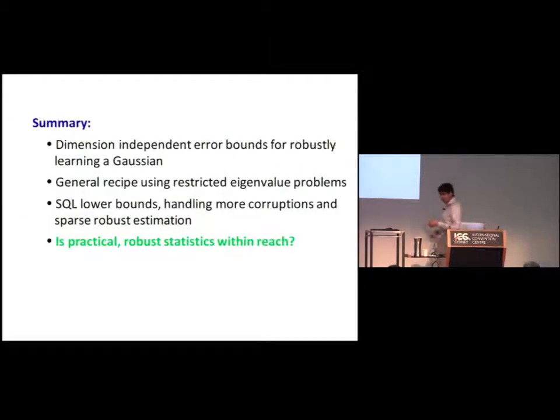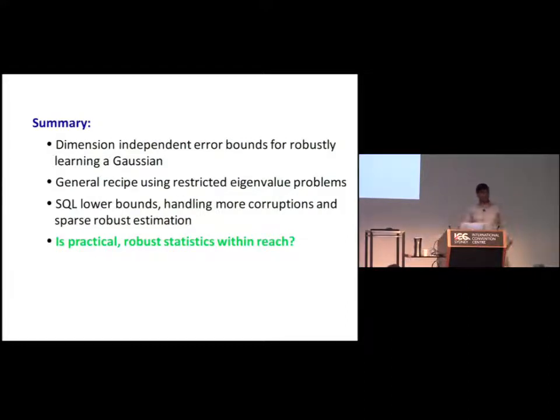So I'll wrap up the first part of this talk and give you the quick summary of what I hope you got out of the talk. We studied a very concrete problem, which was trying to learn a high-dimensional Gaussian in the presence of corruptions. So we wanted dimension-independent error bounds. Instead of having your input be epsilon close to a Gaussian and only having your output be epsilon times root d close, we wanted roughly epsilon error. So we wanted dimension-independent error bounds for robustly learning a Gaussian.